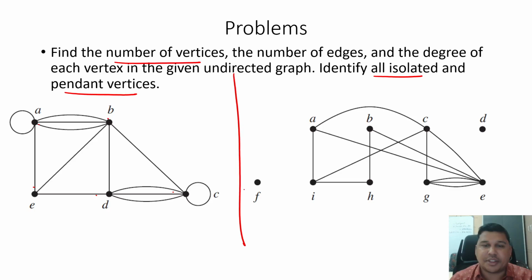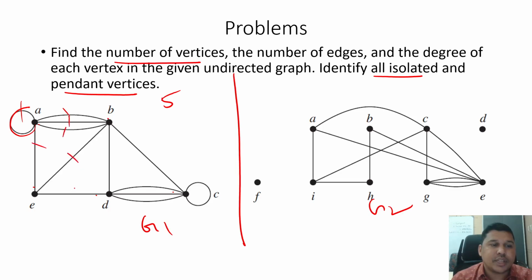This is one graph, this is another graph, this is G1, this is G2. How many vertices are there here? It is 5. The number of edges you can count. When you count the number of edges, this is a self loop, it is 1, 2, 3, 4, 5, 6, 7, 8, 9, 10, 11, 12, 13. So, there are 13 edges in the graph.